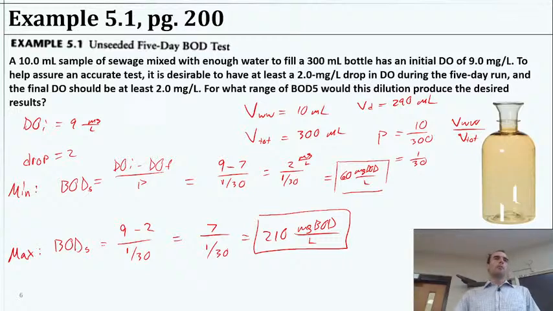In the other case, the drop should be 7 because we start with 9 and we're left with 2. So that means it'll be 7 times 30 is 210. Okay?